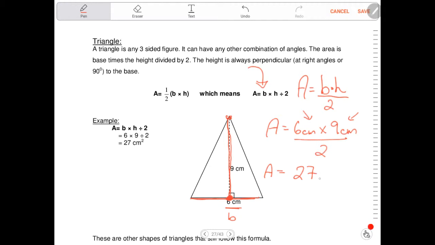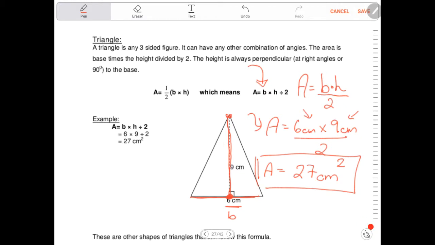Please remember to put the unit, which is centimeters, and because this is area, you must put squared. That's your final answer. Again, please make sure that you are getting the 54. Quite often, some calculators don't follow the same order of operations properly. Anyway, give it a try and please make sure that you get 27 with this example.